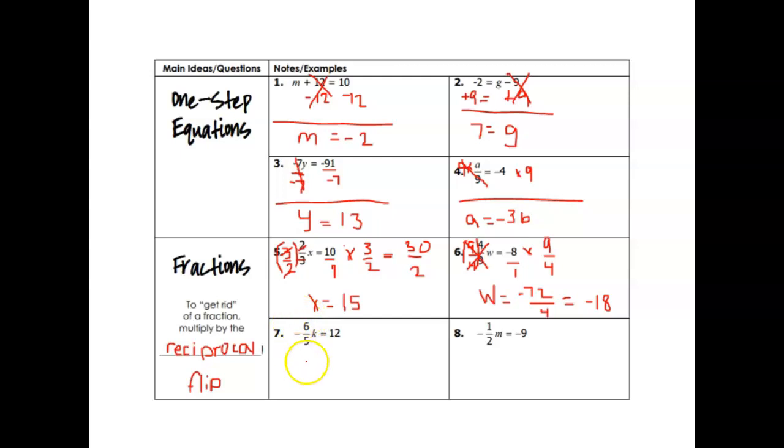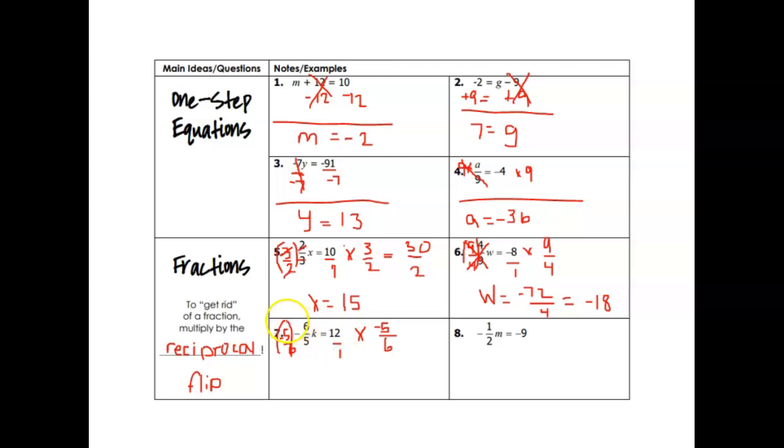On 7, we're multiplying, we got negative 6 over 5 k equals 12. So we need to multiply by the reciprocal, which is negative 5 over 6. I just flipped the fraction. So to the left side, I'm going to multiply by negative 5 over 6. Miss Bennett is writing that here, negative 5 over 6. On the right side, I do the same thing, negative 5 over 6, okay? And let's go ahead and multiply this out.